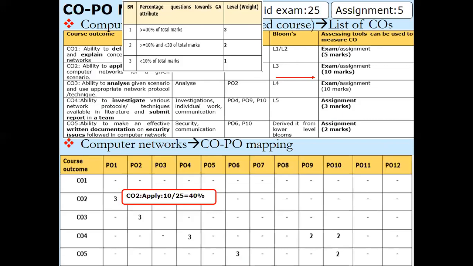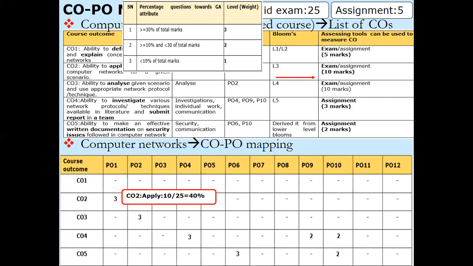Now, when we have taken CO4, which is mapped with 3 POs, in that case we are considering 3. I was a bit confused with this calculation, sir. With respect to CO2, we are considering the total marks given for our exam, 25. But when we are considering CO4, we are considering the 3 marks which are given only for that particular CO. No, I didn't get your question, madam.